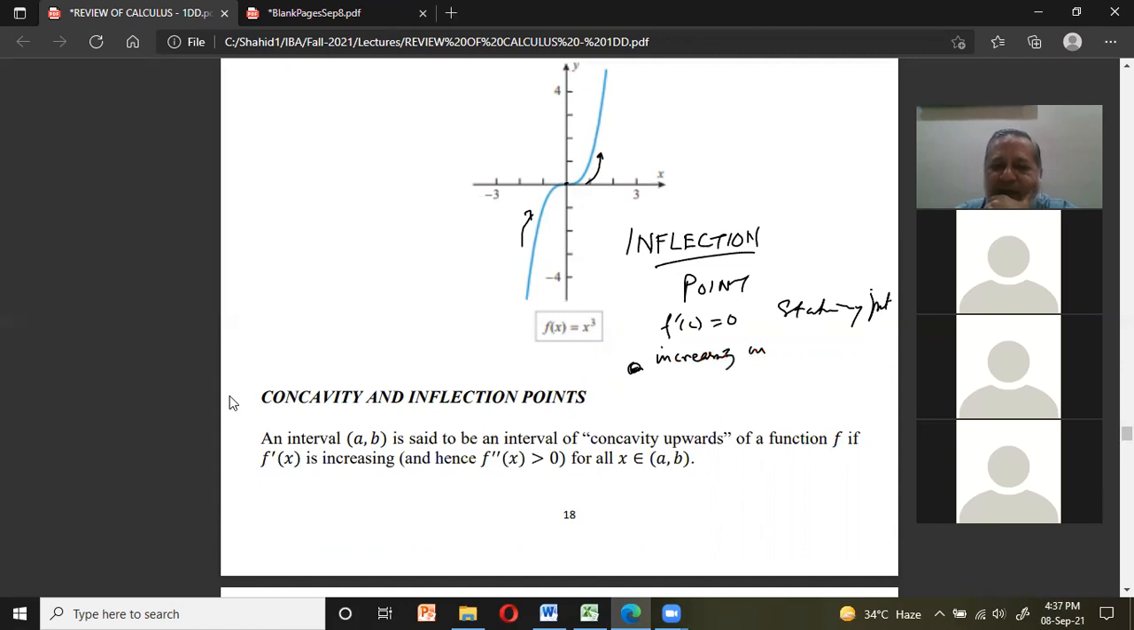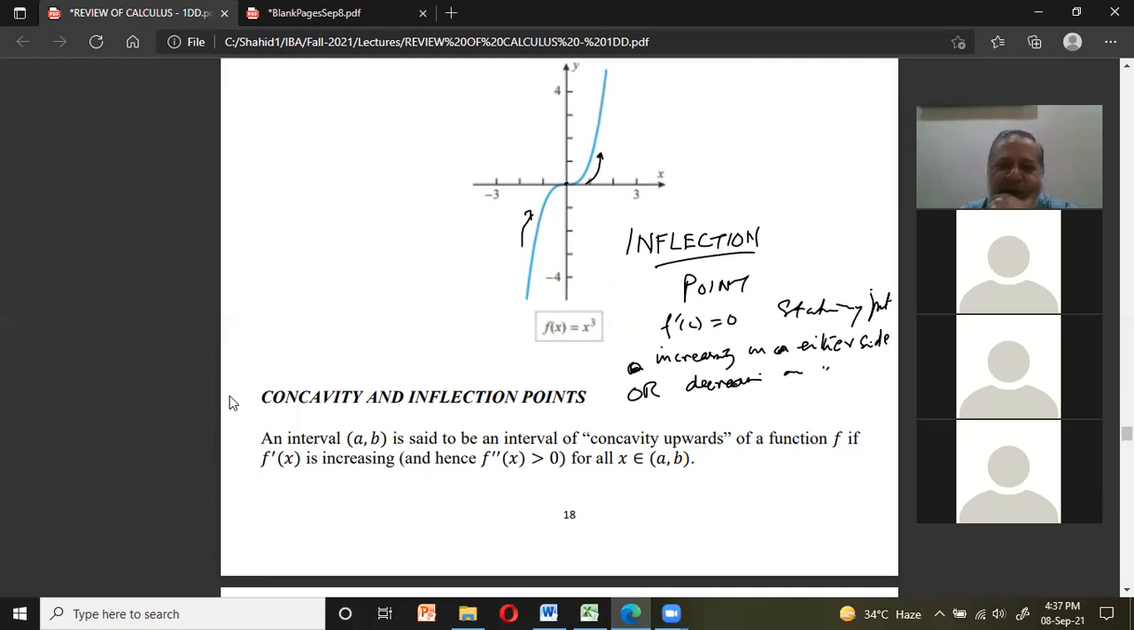Increasing on either side, or decreasing on either side.